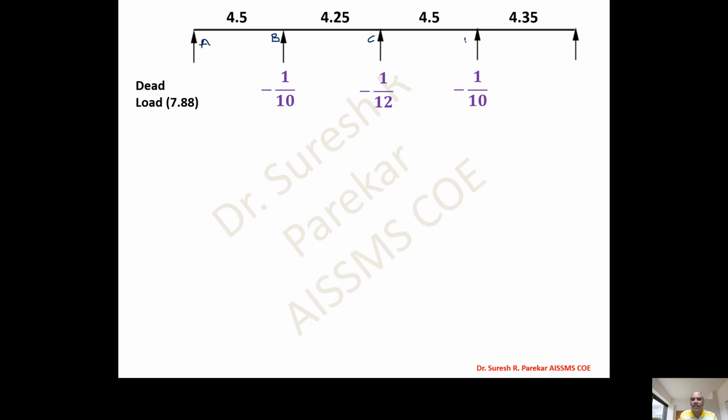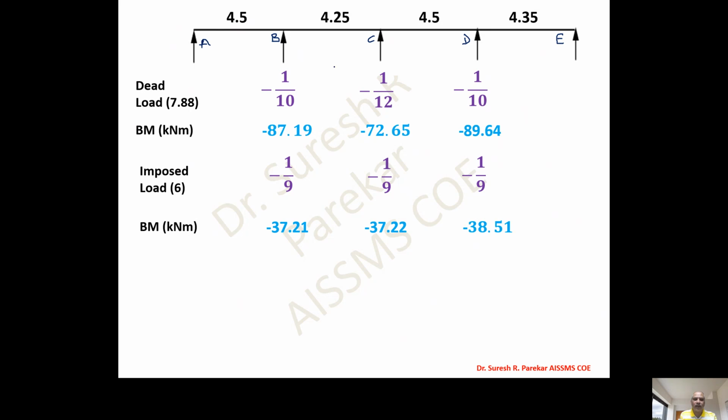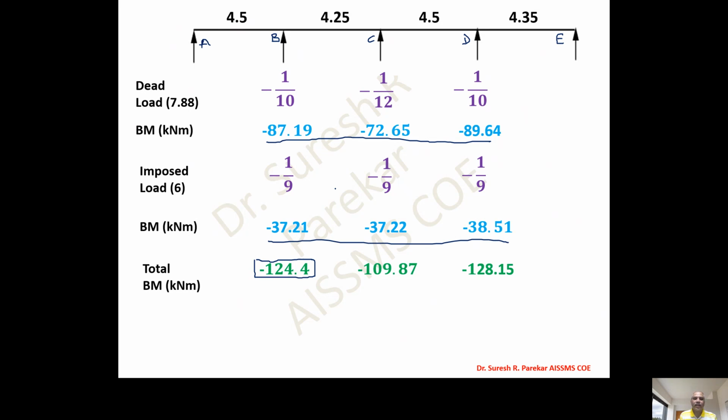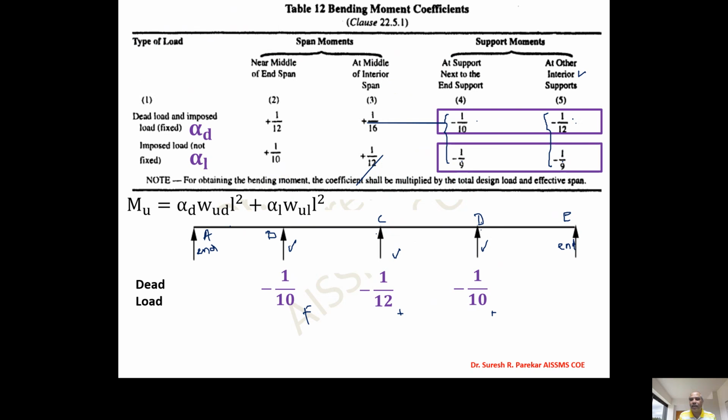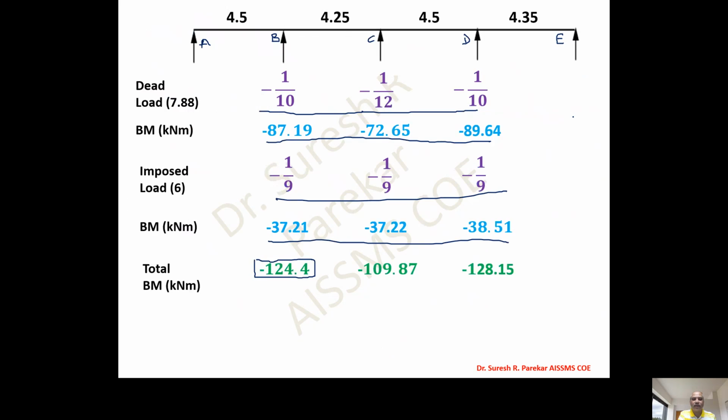Now you can see these spans, and then we will put the values. This will be minus 87.19 due to dead load, and due to live load we have minus 37.21, and the maximum value is minus 124.4 kilonewton meter. These values are from dead load and these values are from live load. For imposed load we know we have the same coefficients. For dead load, next to end support we have minus 1 by 10 and interior minus 1 by 12. And likewise we will get these values of the moment.